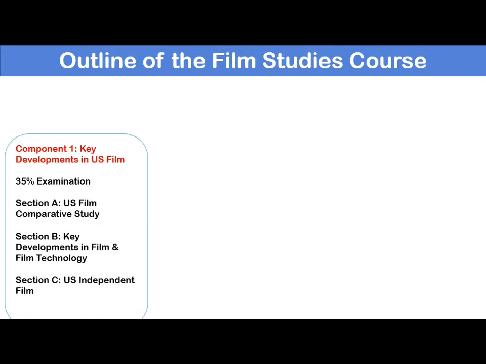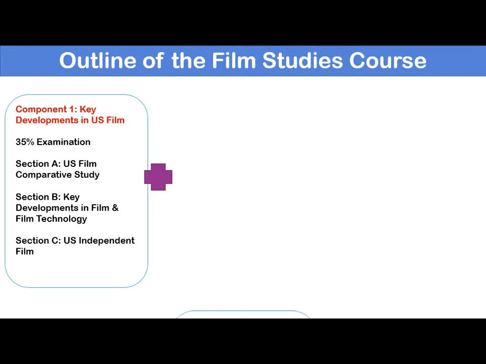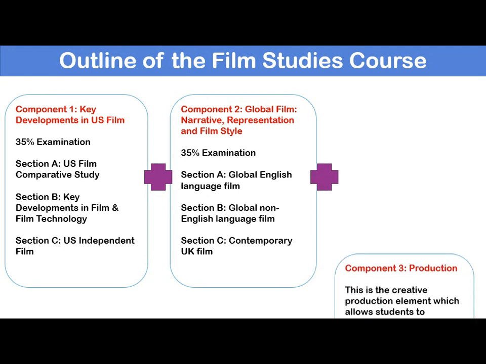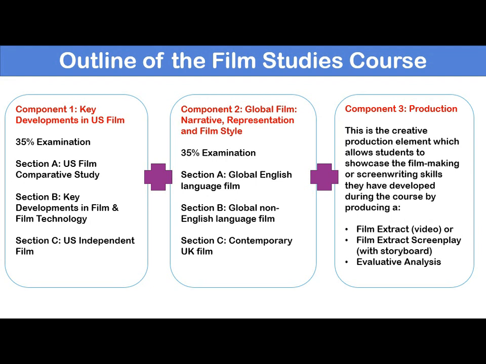Just going to provide a brief outline of the Film Studies course. So the course comprises of 3 components. There are 2 external examinations that make up 70% of the GCSE qualification, as well as a non-exam assessment worth 30%. Each exam lasts 90 minutes and consists of 3 different sections.